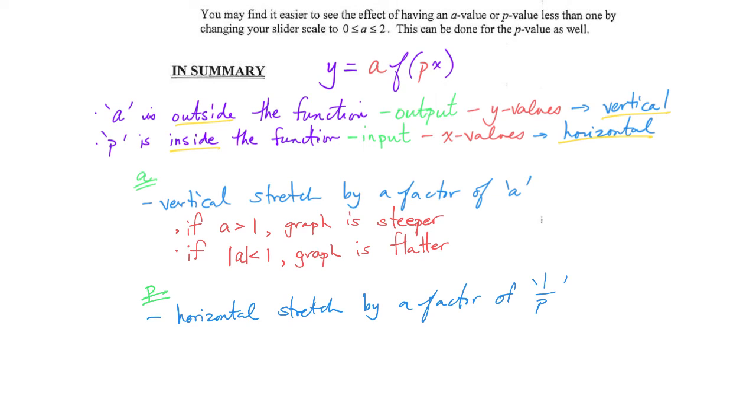Okay, so what ended up happening then? Well, within that context, if my p-value was greater than 1, so my p was 2 or 5, look where p is up in our original, then that means the horizontal stretch factor would be like 1 over 2 or 1 over 5. That means all my x's became a half of what they were, or a fifth of what they were, and so on and so on. That makes my graph steeper.